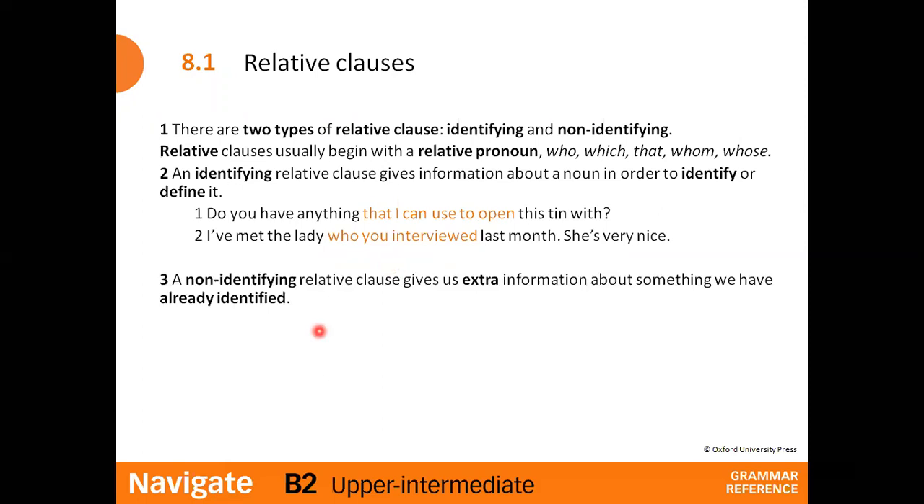All right. Now, next, a non-defining relative clause gives us extra information about something we have already identified. So, for example, that's the Shard, comma, which is the tallest building in London. The Shard is already known by us. Let's say we are talking to each other, and I am giving more information about it. I'm not defining, but I'm giving extra information about it, which is the tallest building in London.